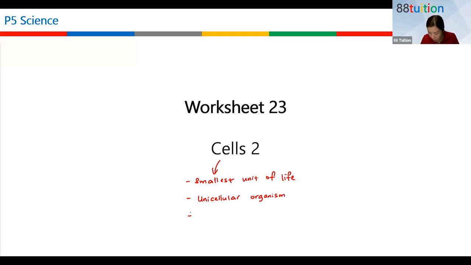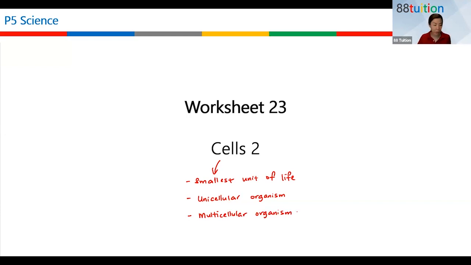So opposite of unicellular, what do you have? Unicellular means one cell. The opposite means many cells, right? So many cells organism like us, okay, what would you call organisms like us? Good, Josiah, multicellular. Okay, multicellular organism. Okay, good.